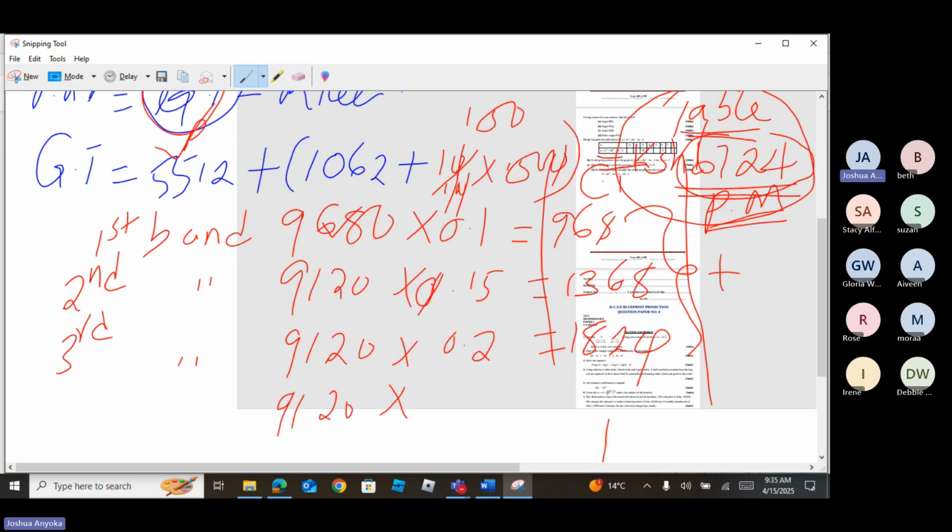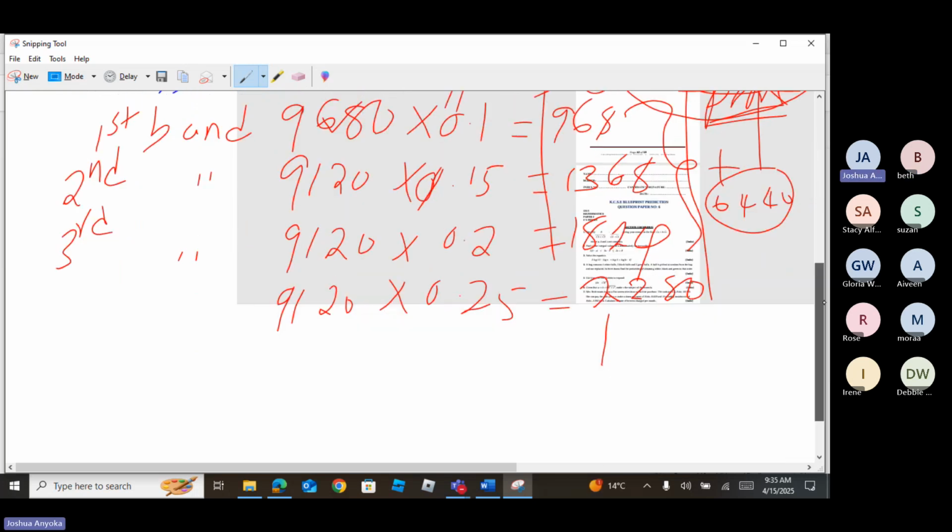9120 times what? 0.25. What do you get? 2280. Ongeza hizi zote. 968 plus 1368 plus 1824 plus 2280. 6440. So umepata 6440. Already it is below what? 6724. Si ni kweli?